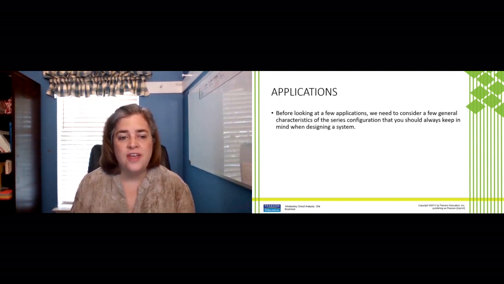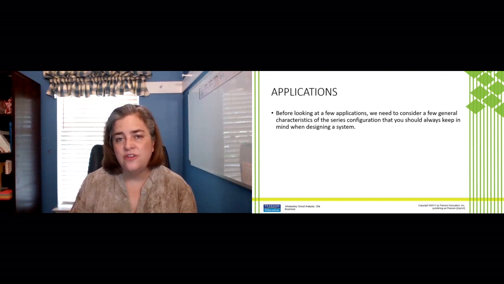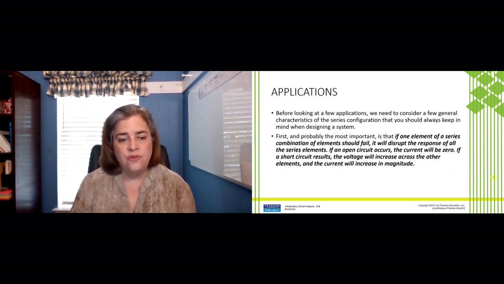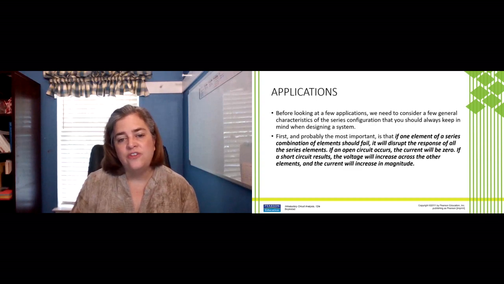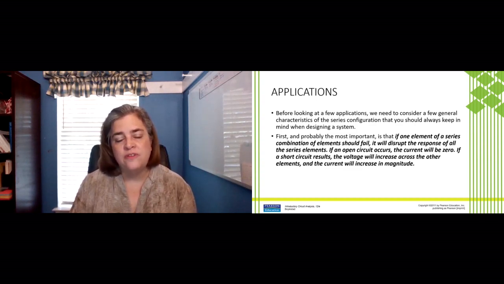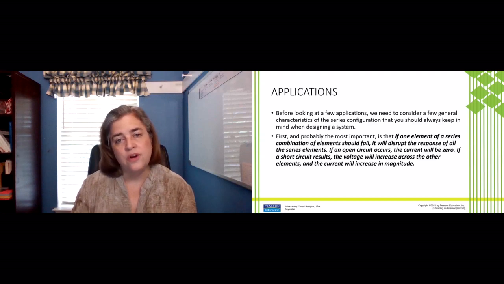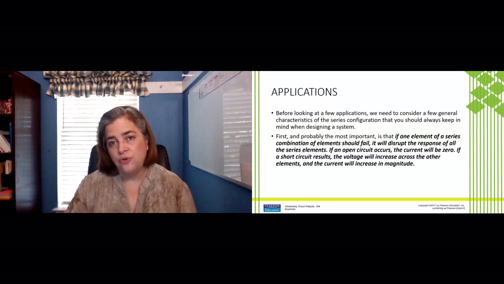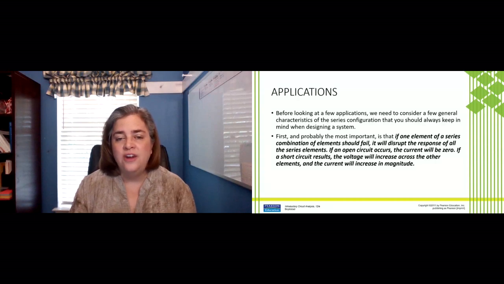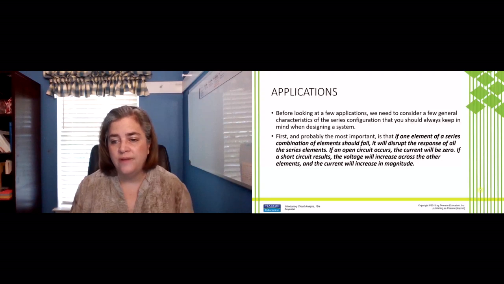So now let's talk about some applications. We've learned a lot about series circuits. The current is the same throughout the circuit, and you'll have different voltage drops across the elements. But let's talk about a couple of key points here. First of all, if one element in a series configuration should fail, it's going to disrupt the response of all of the series elements in the circuit. And if an open circuit occurs, that means the current is going to be zero throughout the circuit. Nothing will work. However, if we have a short circuit and we actually short out one of those components, the voltage will increase across the other elements, and the current's going to increase in total magnitude as well.